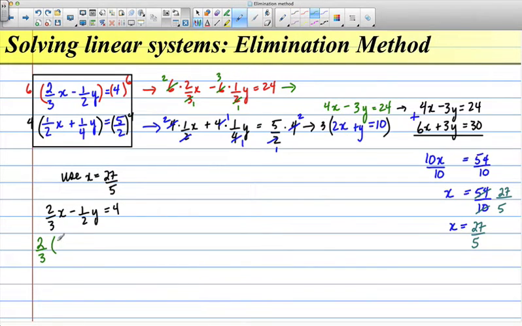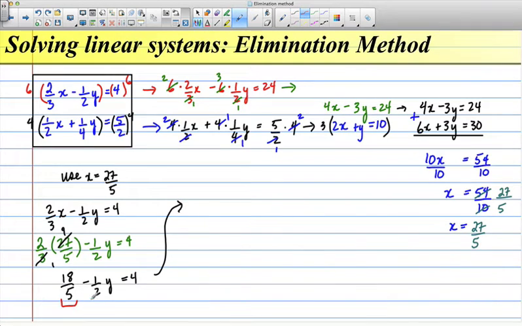We'll plug in 27/5 to find out what y is. Common factor of 3, so we have 18/5. Subtract 1/2 y is equal to 4. We have 2 terms on the left and 1 term on the right. So probably the best option here would be adding 1/2 y to both sides.